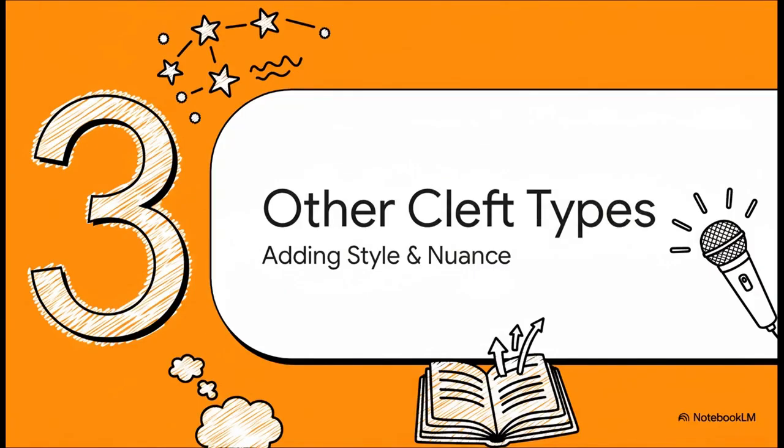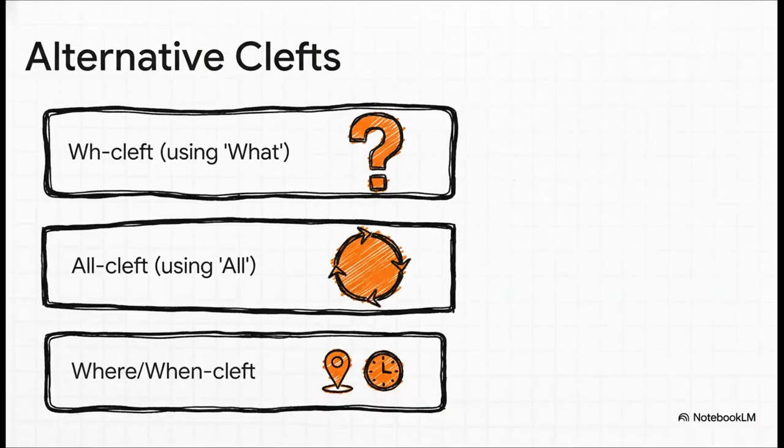Okay, so once you've really mastered the it cleft, there are a few other cool variations you can use to add even more style and nuance to your English. Let's take a real quick look. So we're just going to briefly cover three powerful alternatives. There's the wh cleft, which is great for focusing on information, the all cleft, which narrows the focus down to one single thing, and even other ways to use where and when.